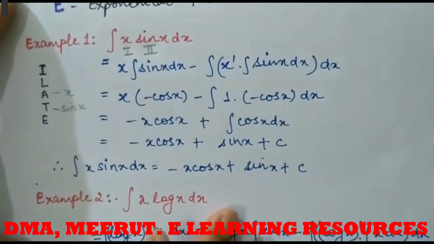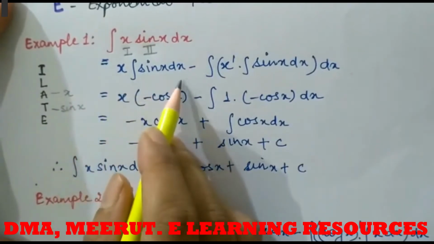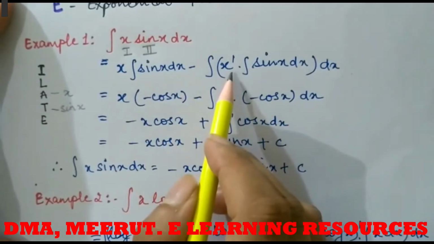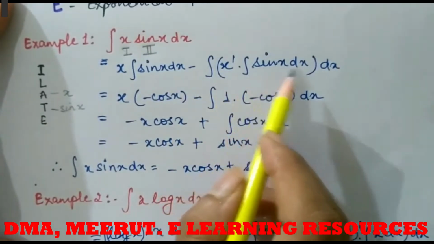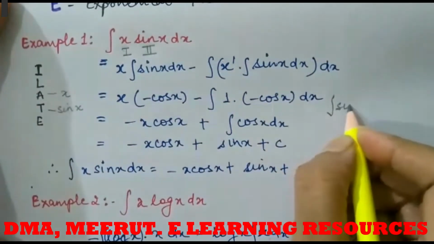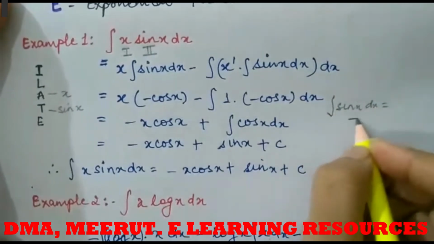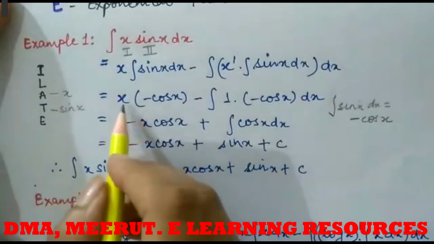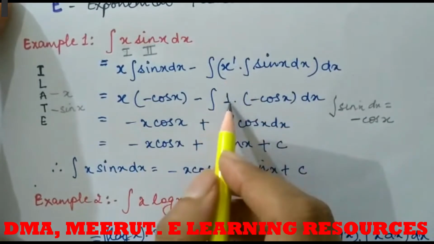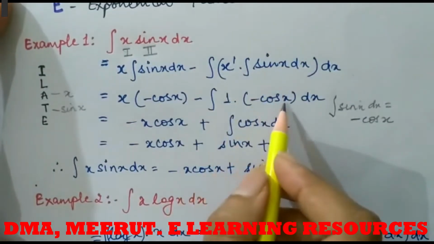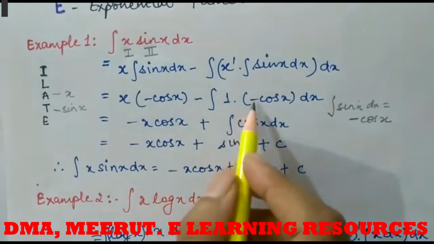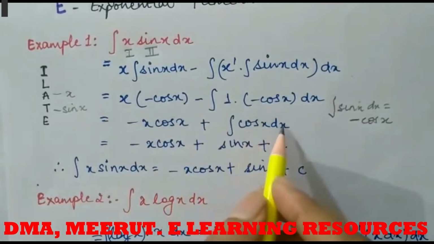According to the formula, it becomes first function into integration of second minus integration of the product of derivative of first function and integration of the second function. We know that the integration of sin x is minus cos x. So x into minus cos x minus, derivative of x is 1, integration of sin x is minus cos x, dx.